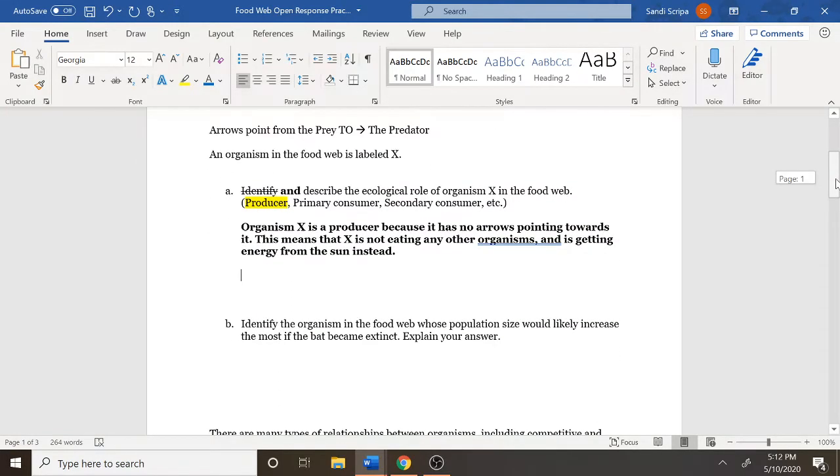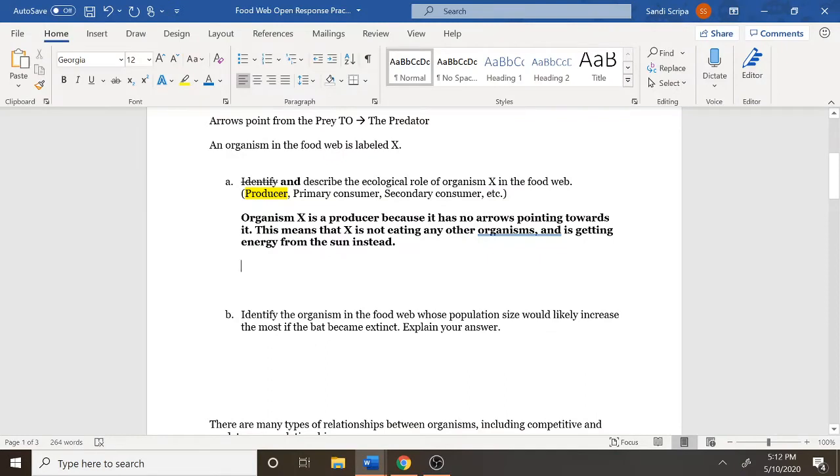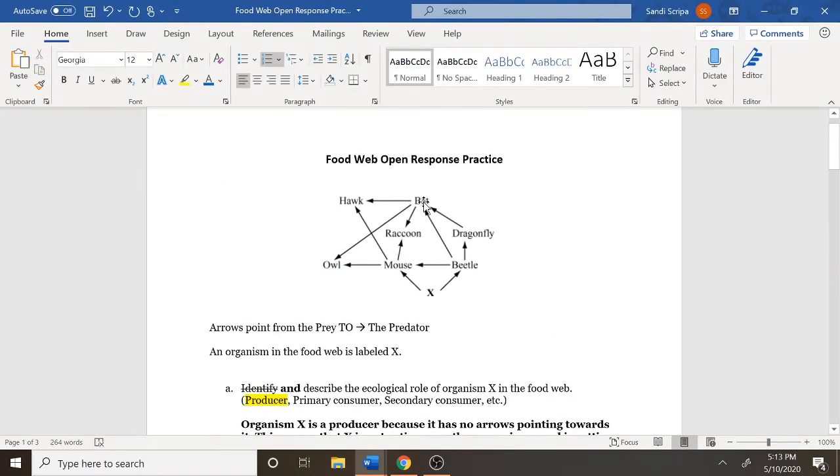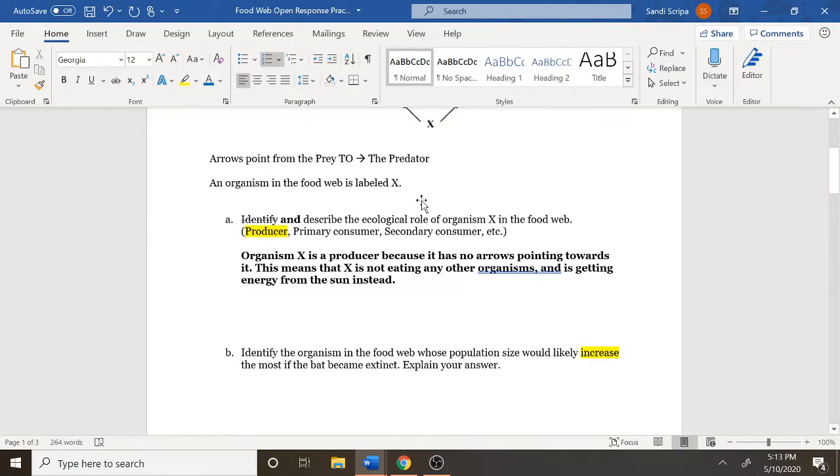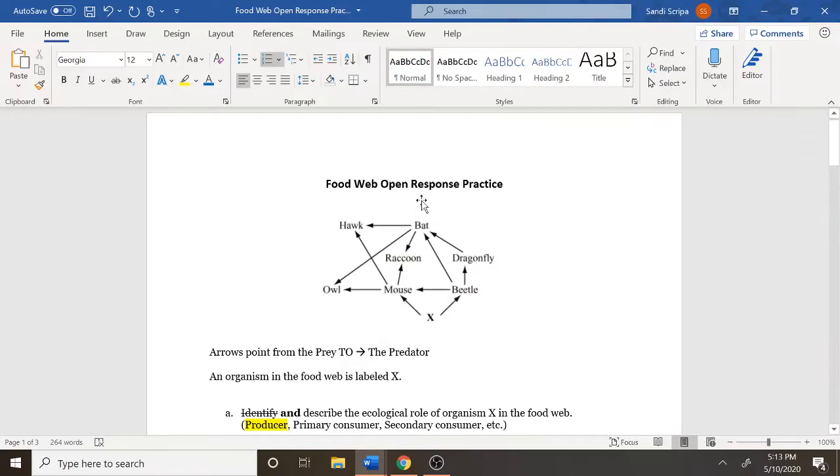For part B, it says identify the organism in the food web whose population size would likely increase the most if the bat became extinct. Explain your answer. So if we're looking up here, we have bats at the top, and we're looking at which organisms would increase. All right, so thinking about the bat, things that the bat is eating are the ones that are going to increase, right? Because they're not going to get eaten by that bat anymore.